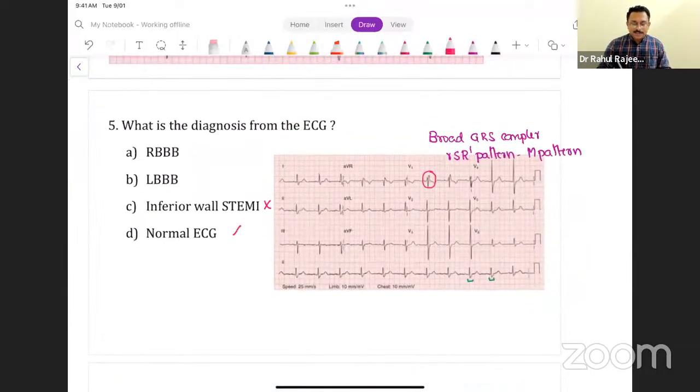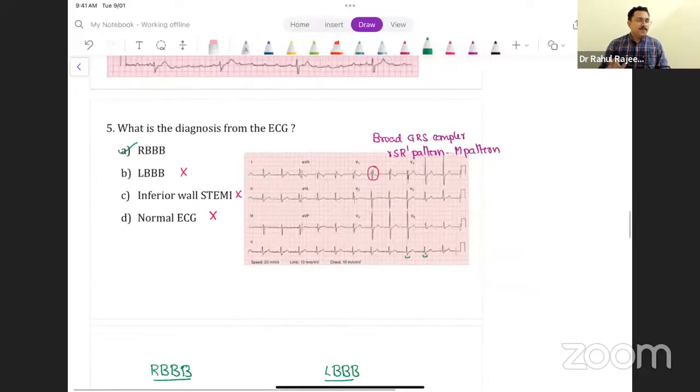Definitely, since the QRS is broad at points, it's not a normal ECG. Left bundle branch block will have a W pattern in lead V1 and an M pattern in lead V6. That is not the answer. So what is the answer here? It is a right bundle branch block. I hope it is clear.